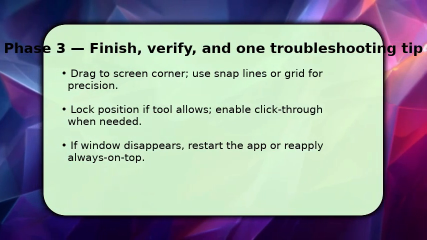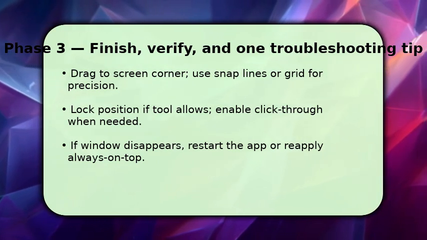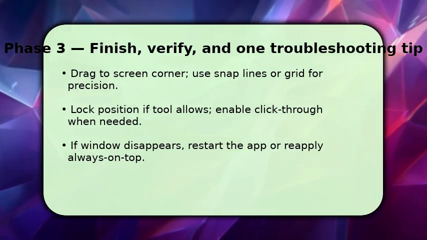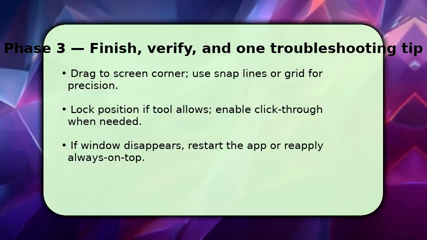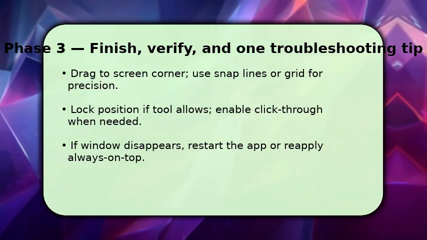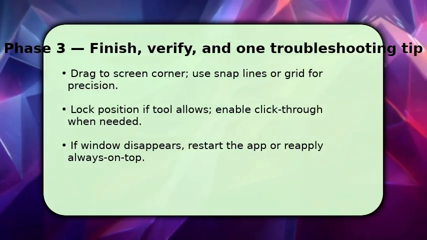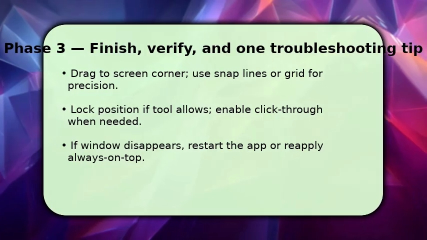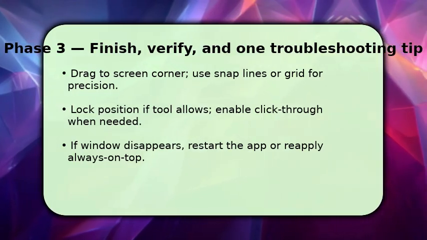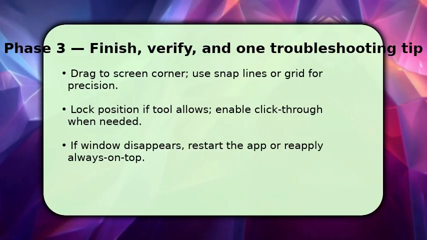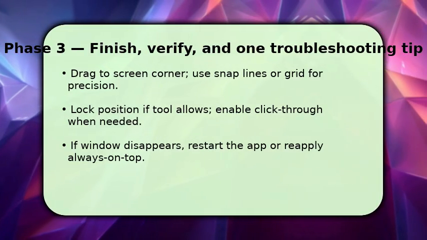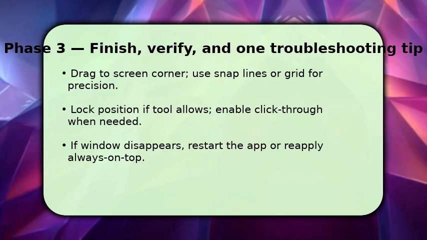Finally, position the floating window where it's least intrusive, drag to a corner, or use a grid snap for precise placement. Lock or pin it if your tool offers that, and enable click-through when you need to interact with underlying apps. This prevents focus loss. If the float hides behind other windows, reapply the Always on Top flag or toggle the utility off and on.